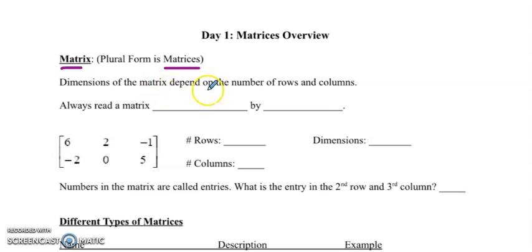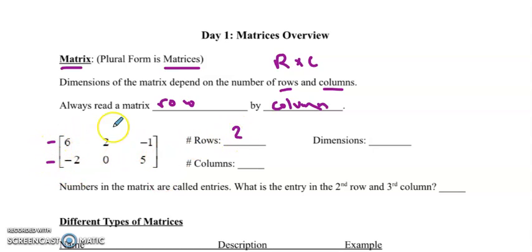And the dimensions of the matrix represent the number of rows and columns, and we say row by column like that. So we always read the matrix row by column, and I do abbreviate that R by C. So in this matrix, we have 2 rows right here, and we have 1, 2, 3 columns. So the dimensions are 2 by 3.